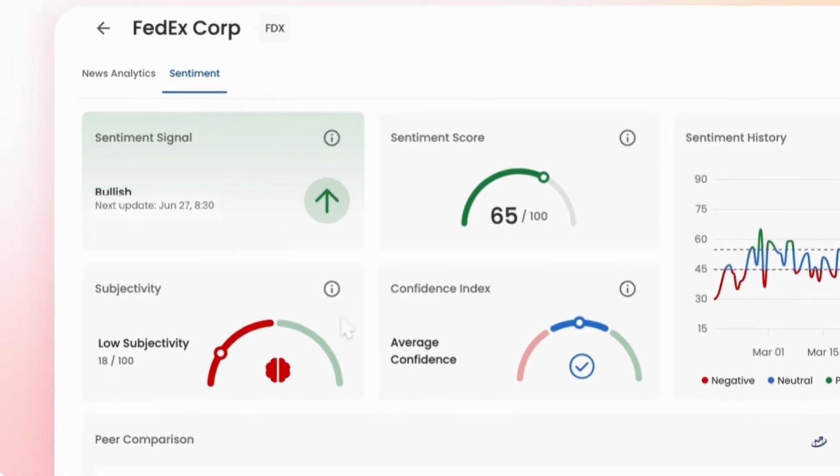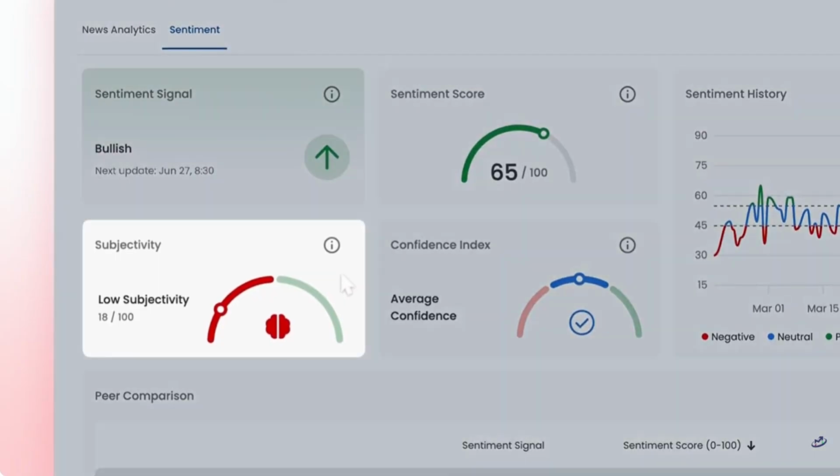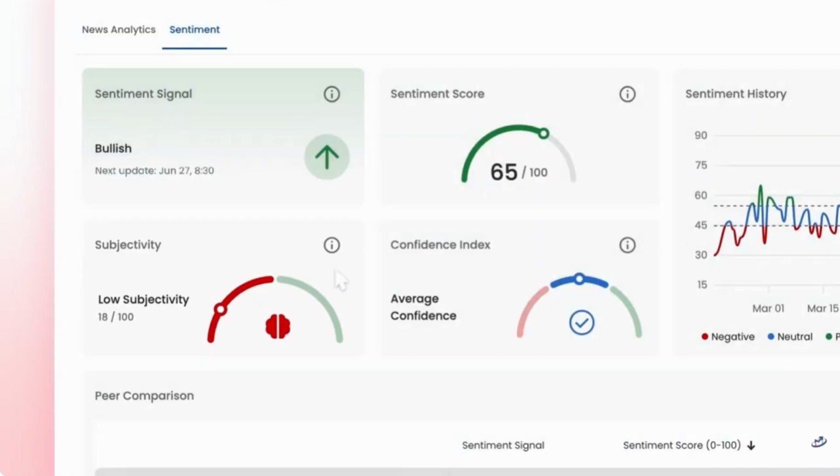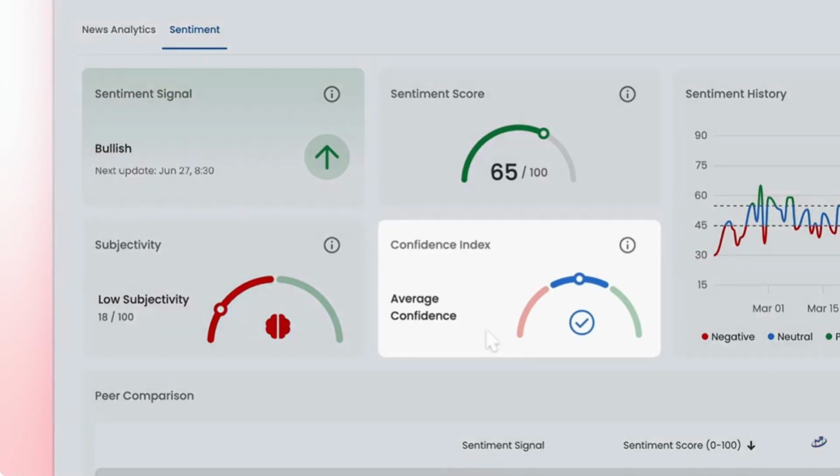The next analytic is the subjectivity index. This measures how rational the crowd's opinion of an entity is, which can be helpful in identifying market bubbles. Its score ranges from 0, which is very rational, to 100, which indicates very irrational. With a subjectivity score of 18 out of 100, we can tell the sentiment is quite rational, meaning there is strong reasoning for it.